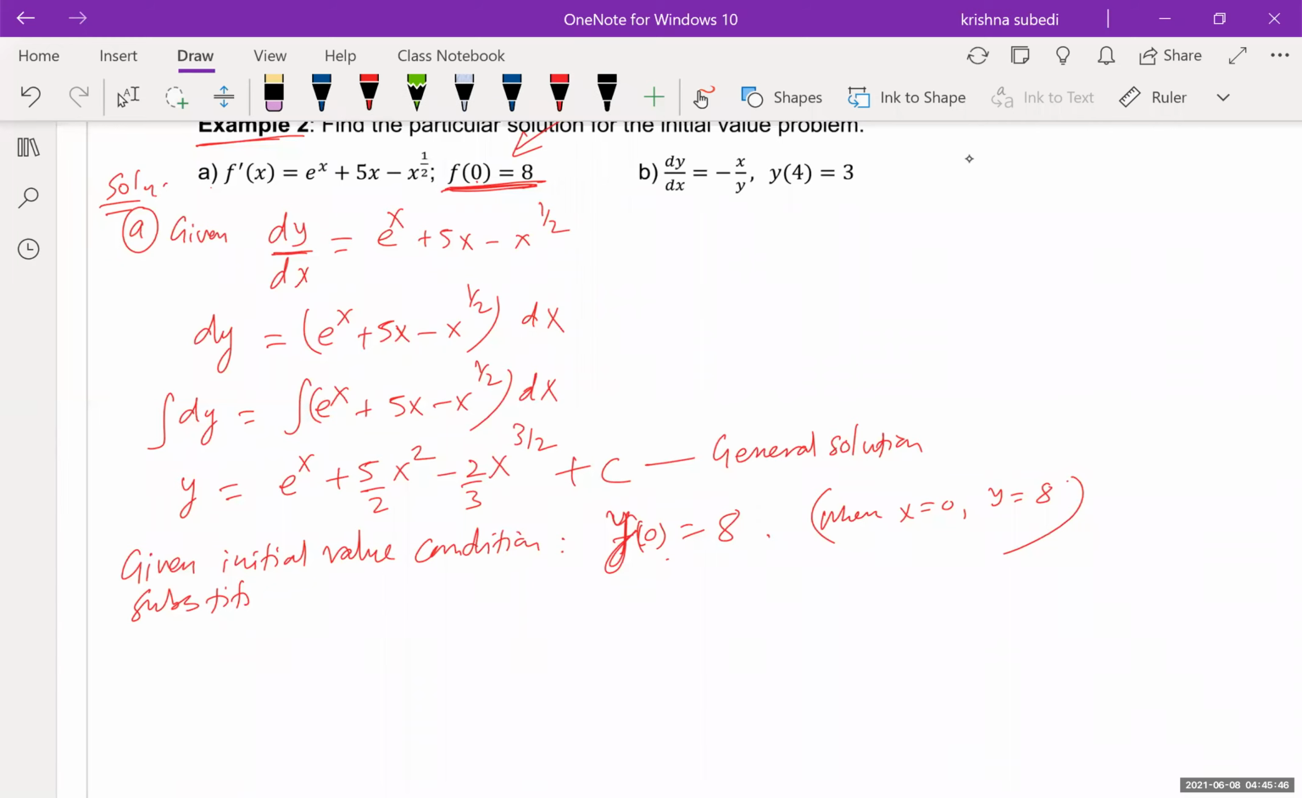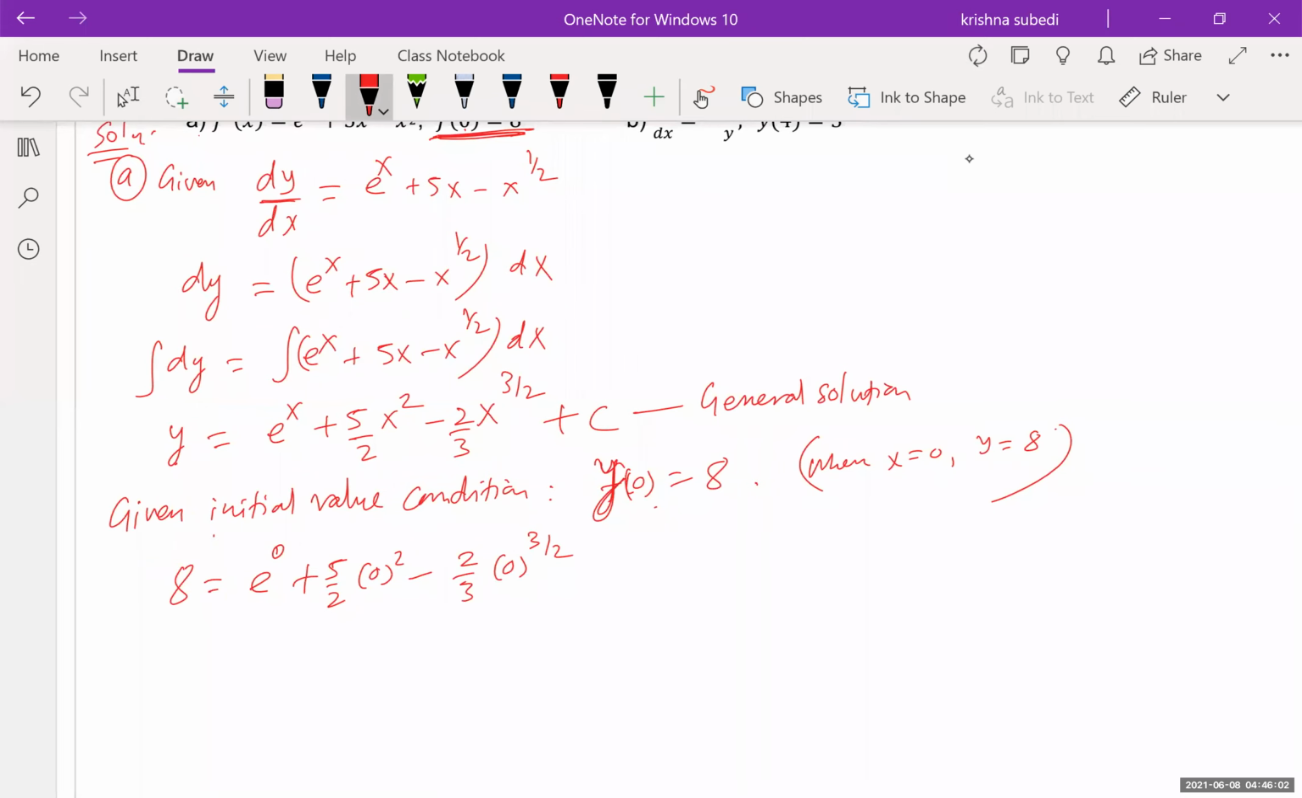Using this initial value condition, what you can do here is y equals 8 equals e to the 0 plus 5 over 2 times 0 squared minus 2 over 3 times 0 raised to the power 3 over 2, now plus c, there is c, and you simplify it and let me know what you get. On the left hand side you have 8. On the right hand side, e raised to the power 0 is 1, plus 0. This is also 0, plus c. Okay, simply 1 plus c. So this is going to give me c equals 7.